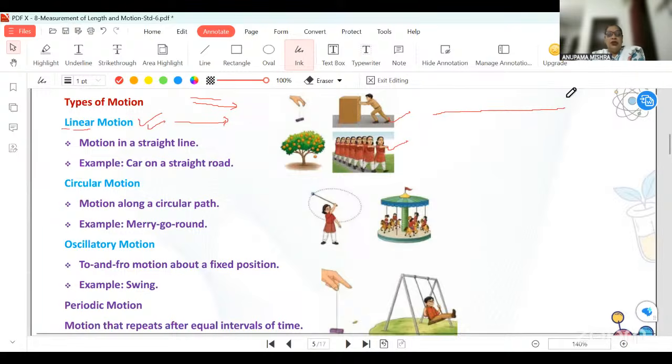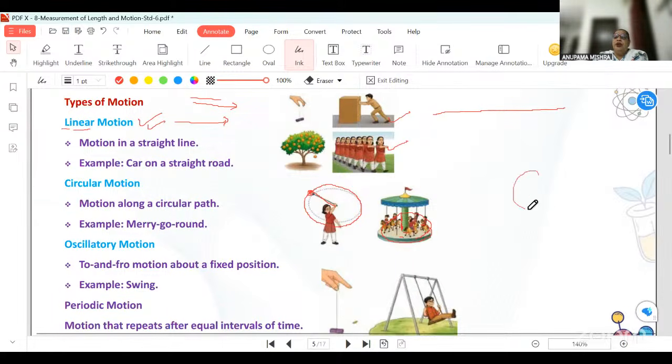Circular motion is moving along a circular path. Now, this girl is having this stone here and she is revolving it in this way. So, it is called circular motion. The children are sitting on this part, and when they switch it on, they move in this position with a fixed position of the center. That is called circular motion.